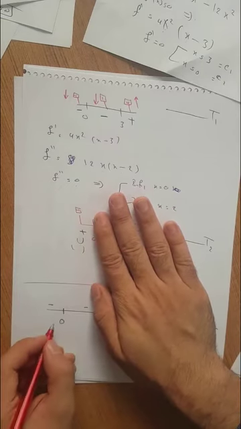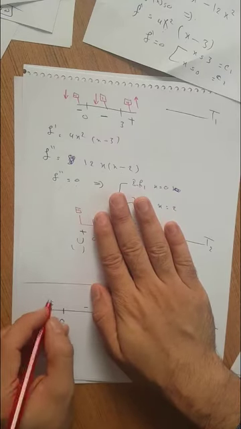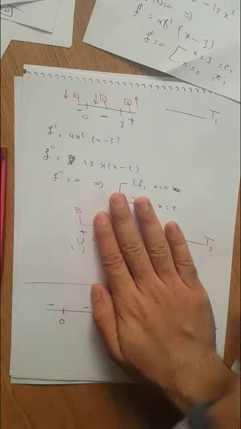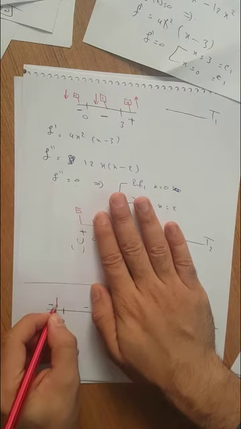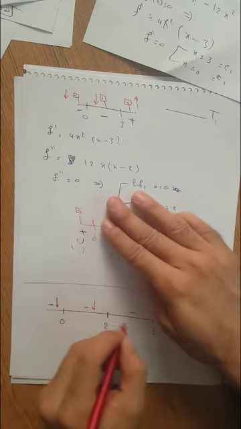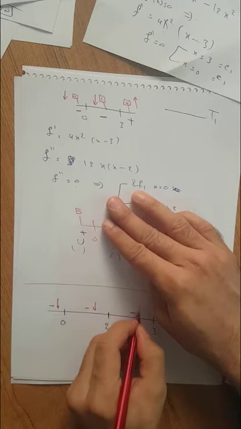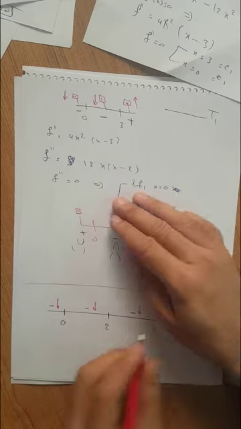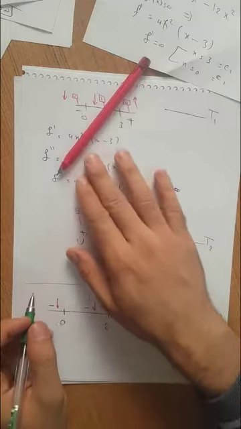Before 0, we have positive. So this means that: decrease, decrease, decrease, increase. Okay.